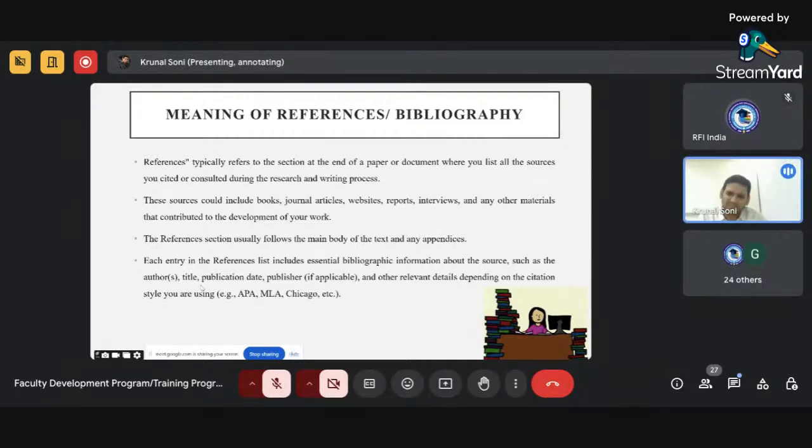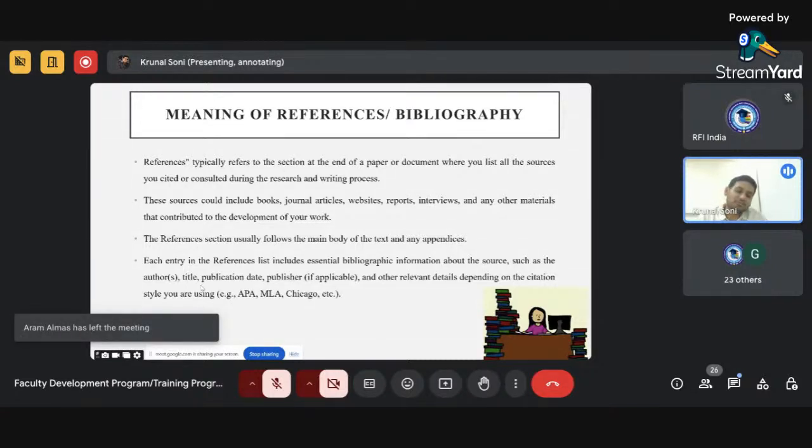Financial reports or any sort of reports that you are referring to, as far as your research topic is concerned, right? So this is also going to play an important role. Interviews, we also have to take into consideration the various interviews, right? And any other materials that contributed to the development of your work, right? So all those aspects we have to take into consideration.